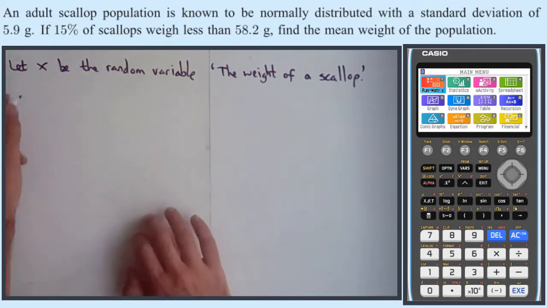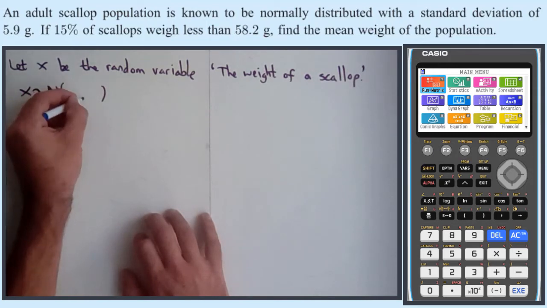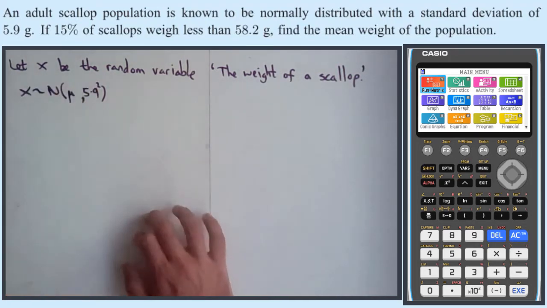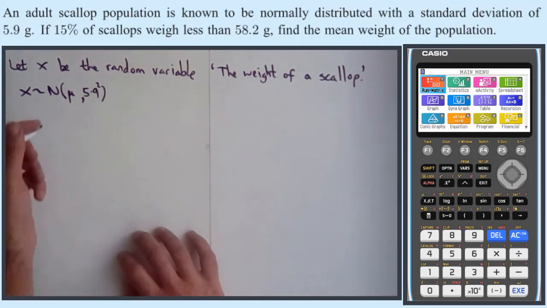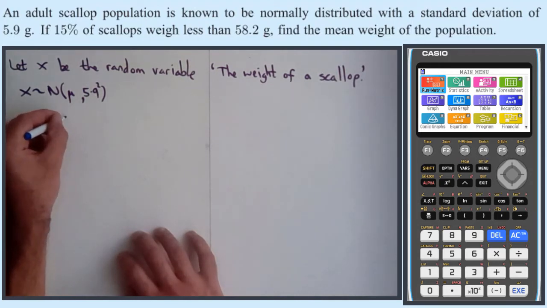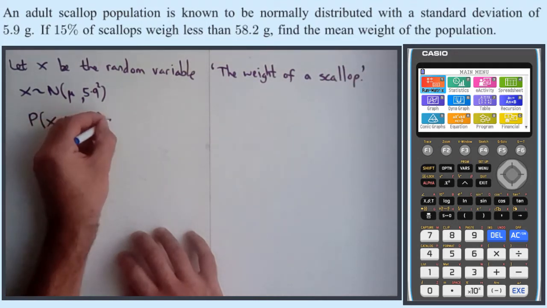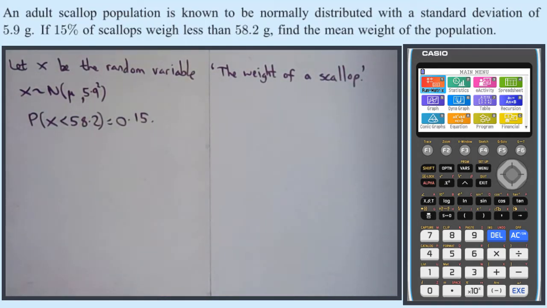Right. So x, we've been told, is distributed according to a normal distribution. We don't know the mean, so that's mu. We do know the standard deviation, it is 5.9, so the variance is 5.9 squared. Right, and then we have been told 15% of the scallops weigh less than 58.2 grams. So the probability that x is less than 58.2 equals 0.15.